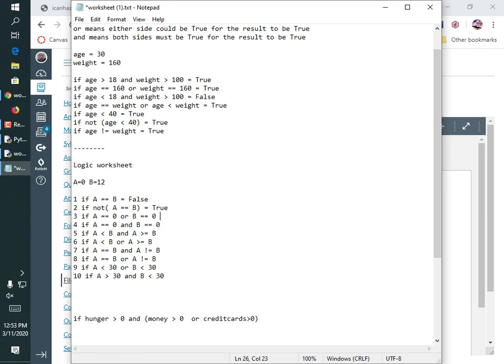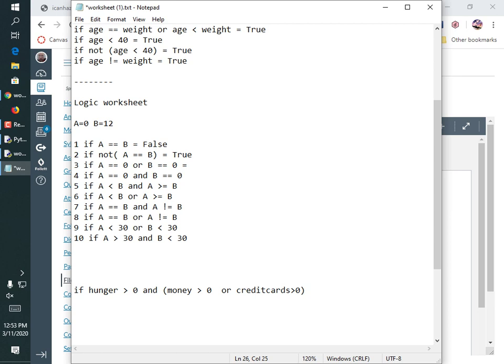Is this large enough? There we go. How about this one? Always look for the keyword first because it lets you know how hard it is, whether they both have to be true or only one has to be true. Or means only one has to be true. So is A equal to zero? Yes, sure is. So we can even skip this one. Or means if the first one's true, the whole thing has to be true. And means both of them have to be true. So on the next one, they both better be true. And this is, in fact, true, but B is not equal to zero. So false on that one.